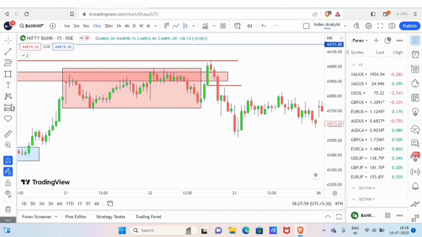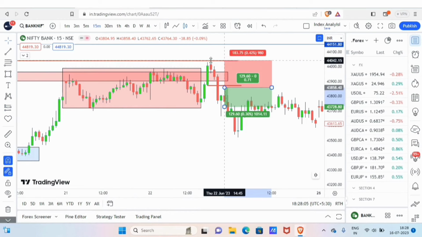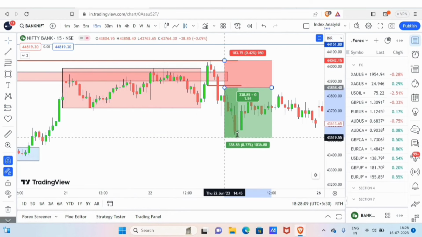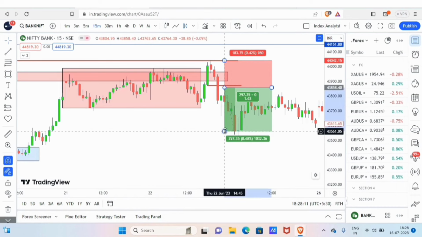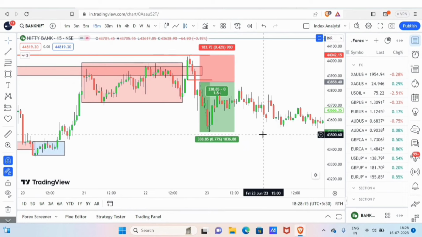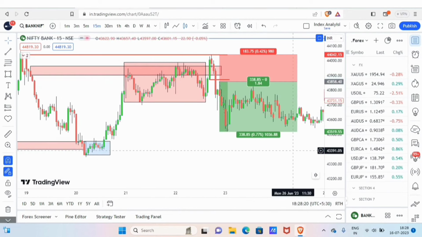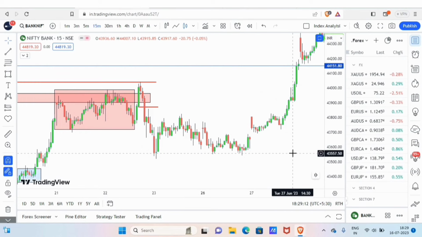And if anyone would have taken a short trade over here as a conservative trader, on a huge sideways day also, it gave a target of 1 is to 1.8, and after that it went into a sideways market again. So this is what I teach in my classes.